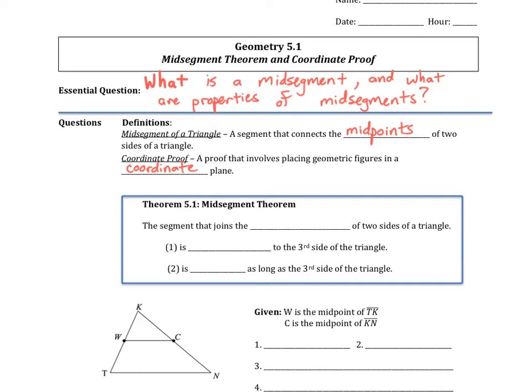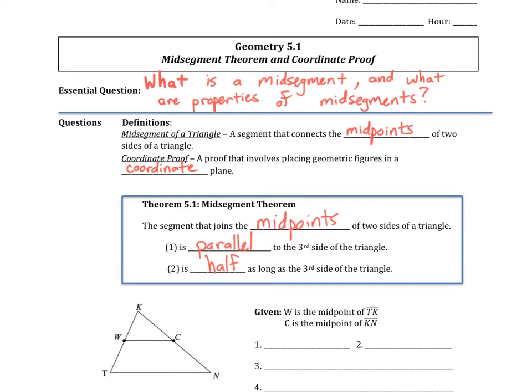So mid-segment theorem. It is the segment that joins the midpoints of two sides of a triangle. Okay, and then the first property is that the mid-segment is parallel to the third side, and it is half as long as the third side of a triangle.